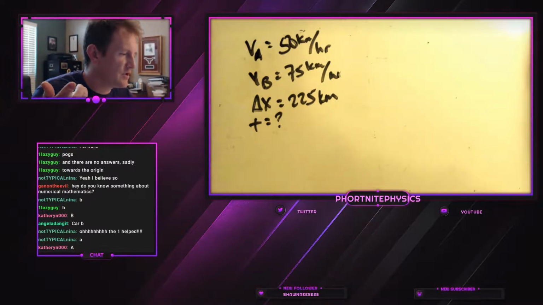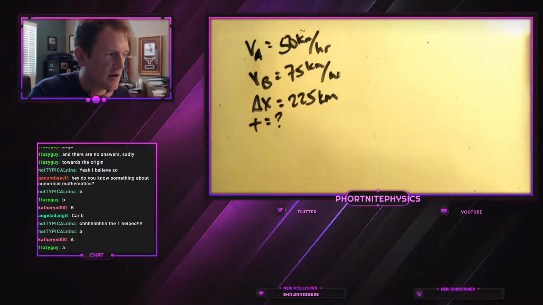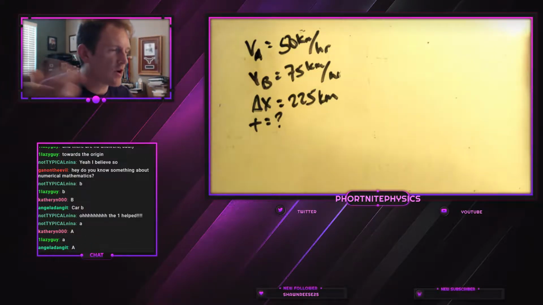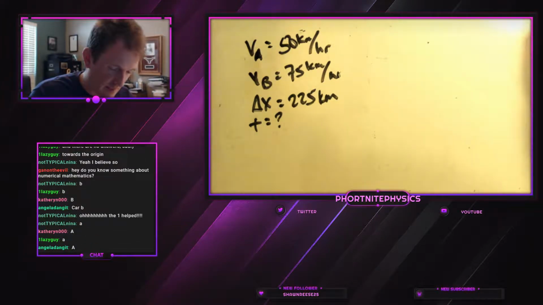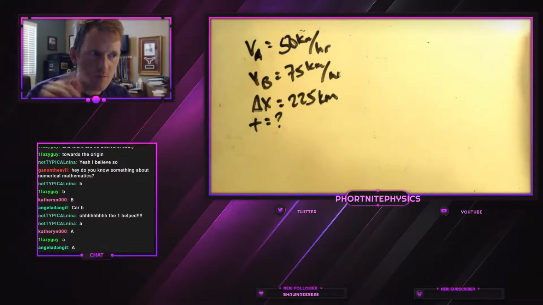Okay, so we have two. Catherine. Okay, A. Okay, so everybody agrees. The slower car is going to take longer. Now again, let's keep that in mind to make sure that that is in fact what we experience when we do our calculations.